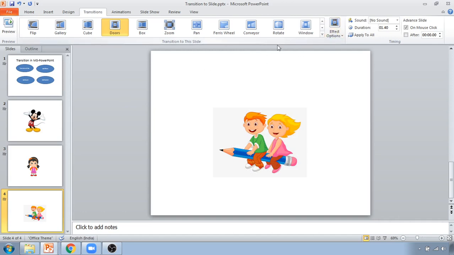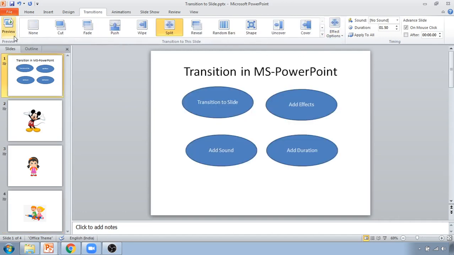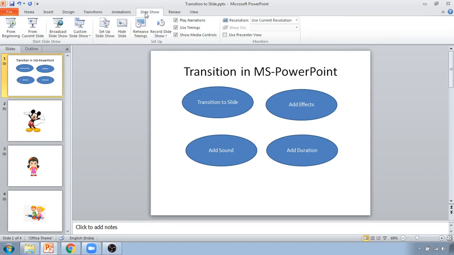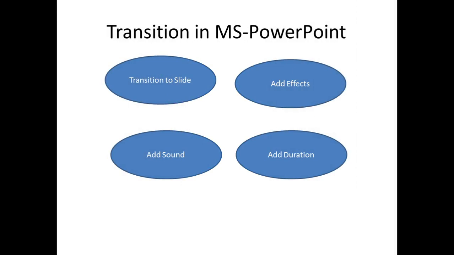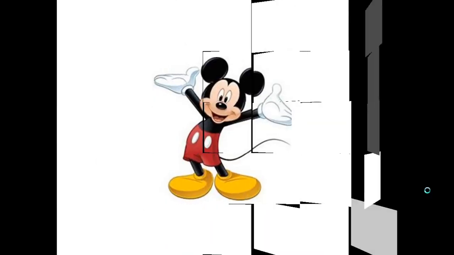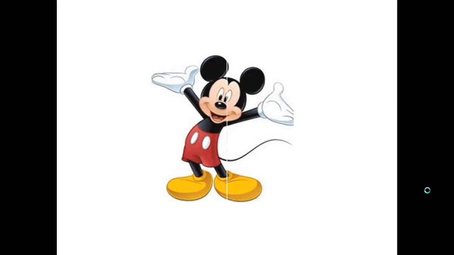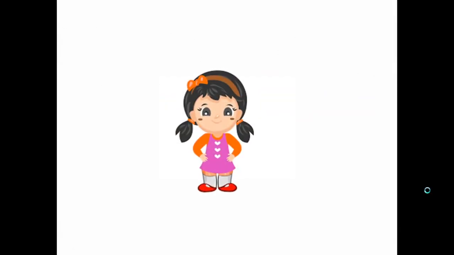Now here you can see I can see the preview of each slide. I click on the preview, it will give me a preview of each slide. Now if you want to see the transition of each slide in the flow, then you have to go inside slideshow and from beginning. Now here you can see the transition, whichever transition we have applied to our slides, they are appearing as per our selection.